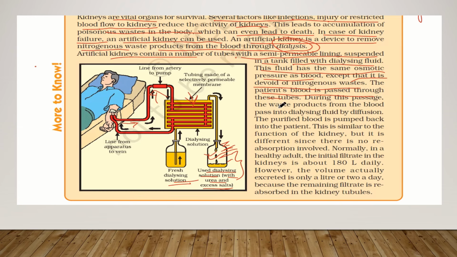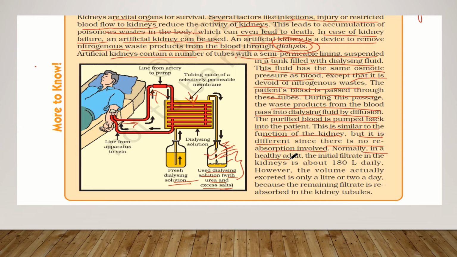is happening? The waste products from the blood pass into the dialyzing fluid by diffusion, that is, from a region of higher concentration, which is in the blood, to a region of lower concentration, which is in the dialyzing fluid. The purified blood is pumped back into the patient, and this is similar to the function of the kidneys, but it is different since there is no reabsorption happening in this process.